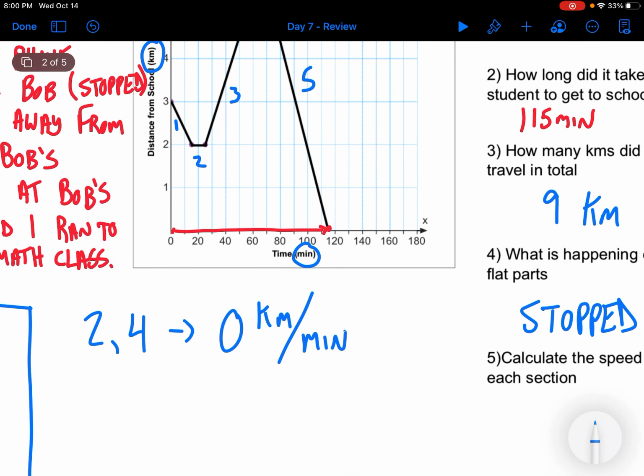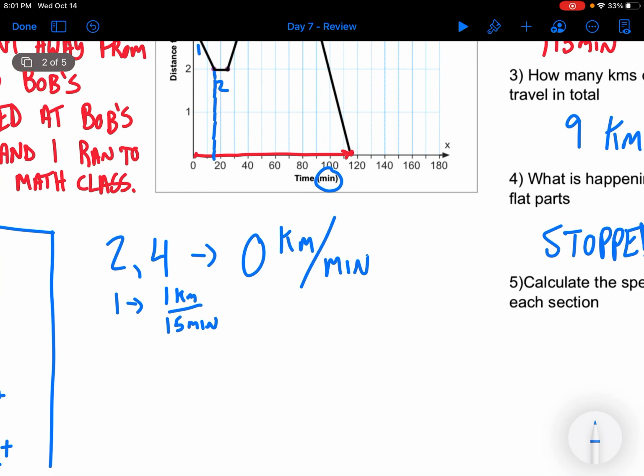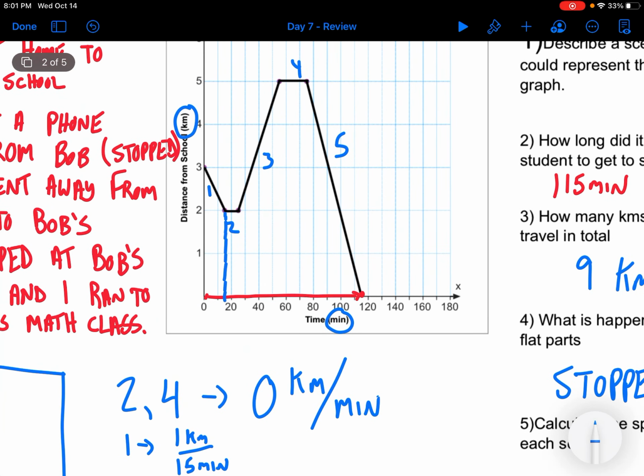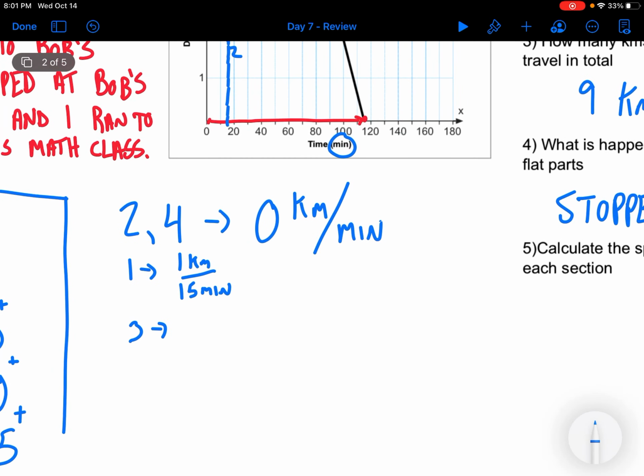In section 1, we've moved 1 kilometer over, we've gone to here, which would be 15 minutes. So 1 kilometer per 15 minutes. You would just do 1 divided by 15 to figure out what the speed is. In number 3, we're doing the same thing. We've moved 1, 2, 3 kilometers.